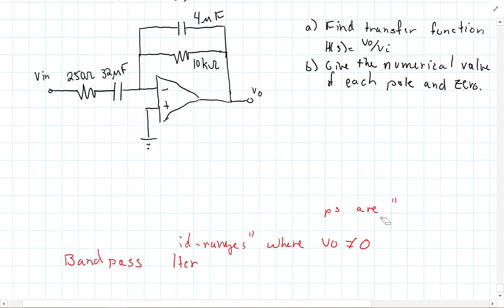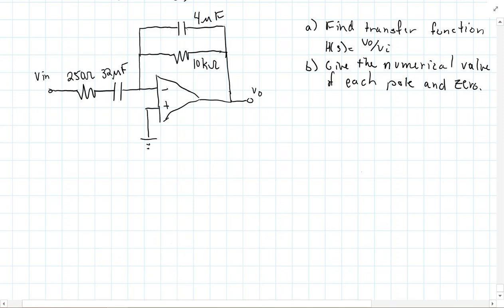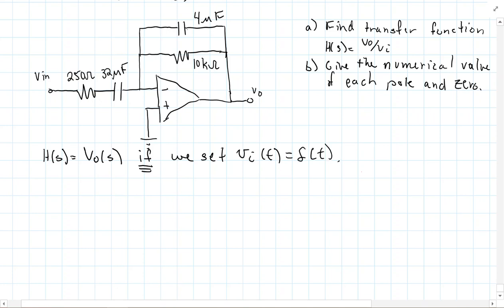Now, remembering from our previous lesson, and technically you don't have to do it this way, but I like to, that an easy way to find H(s) is equal to Vout(s) if we set Vin(t) equal to delta(t). And remember, we call this the impulse response.